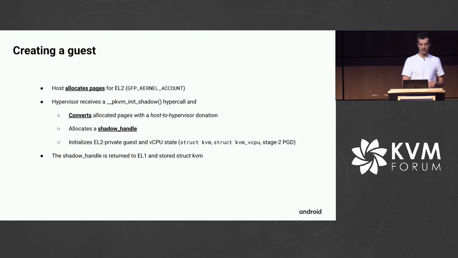The handle that the hypervisor has allocated is what the host can then use to talk to the hypervisor when it talks about that VM. So it's comparable to the VM fd that user space has when you create a VM with an ioctl.